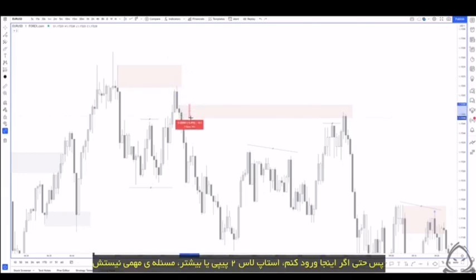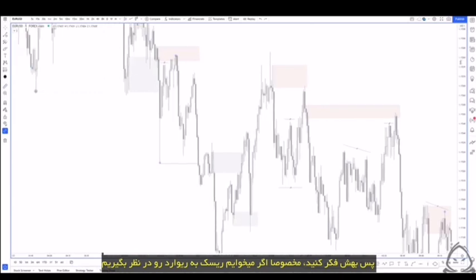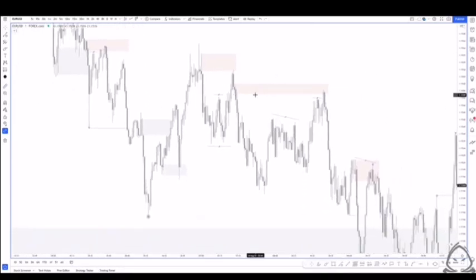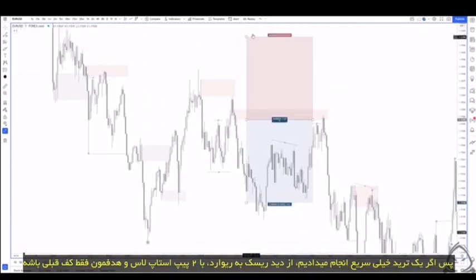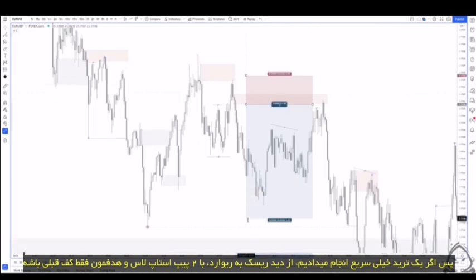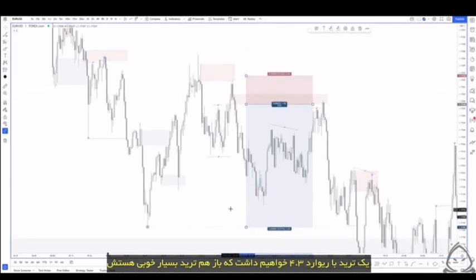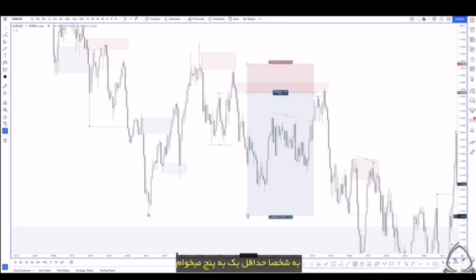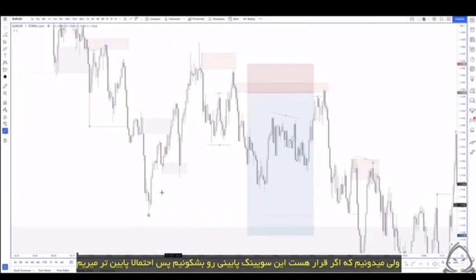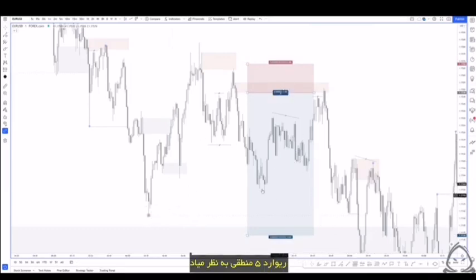So even if I have my entry down here, a 2 pip stop loss or larger is not going to be a big deal. So something to keep in mind, especially if we weigh up the risk to reward. If we frame up a really quick trade with a 2 pip stop loss, even just targeting the lows, we have about a 1 to 4.3, which is still a great trade. Personally, I like 1 to 5s at least as a minimum, but we know that if we're going to break this swing low, chances are we're going to run below it. So a 1 to 5 would make sense.